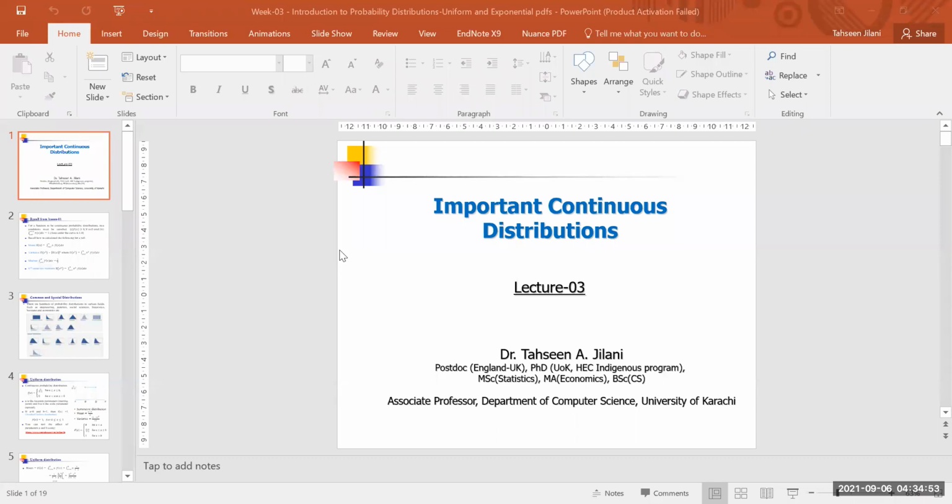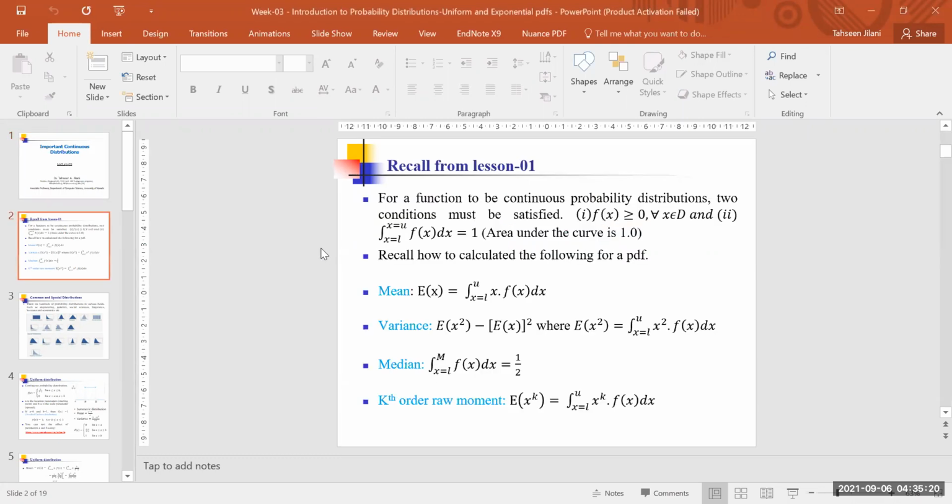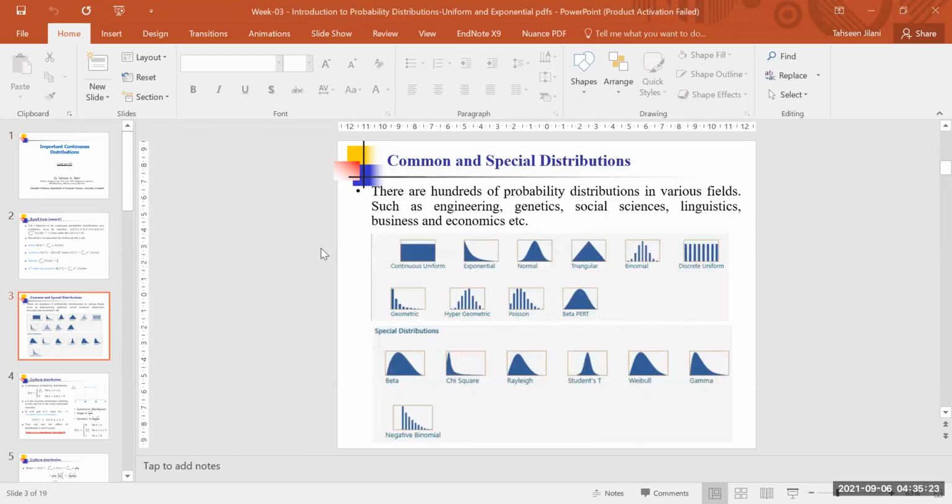Today our lecture is about some continuous distributions. As per plan, we have to complete these distributions by the end of the fourth lesson, fourth week. That's why I have not covered the negative binomial and geometric in the last session, in this session. So today we will talk about and study two continuous probability distributions.